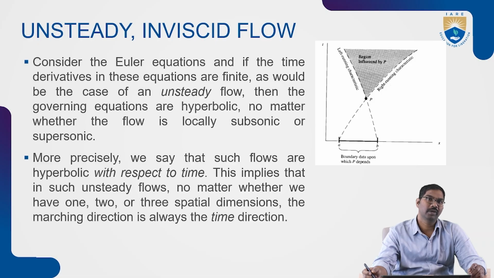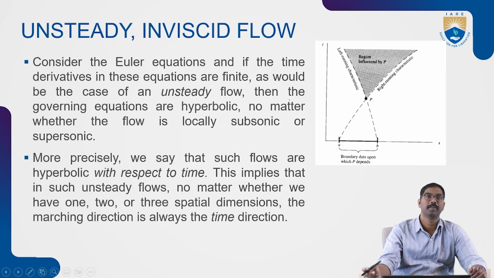In the previous problem, we considered x, y, or z as the marching direction. But here we are going to consider time as the marching direction, and the solution is obtained in the fourth dimension, that is time, for the given boundary conditions A and B. It is forwarded in time t. The remaining parts, domain of dependence, region of influence, right running characteristics and left running characteristics, are all considered the same.